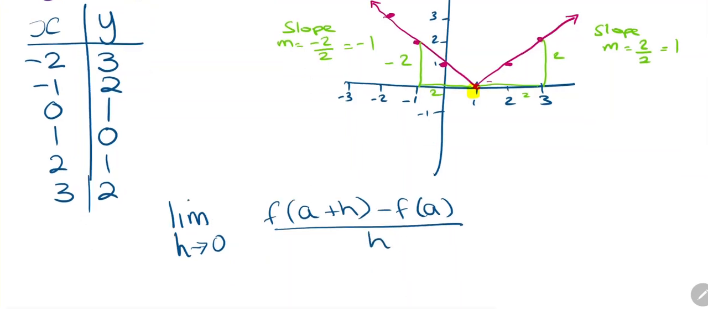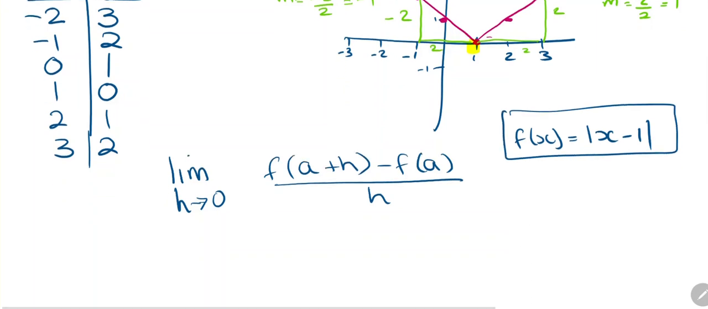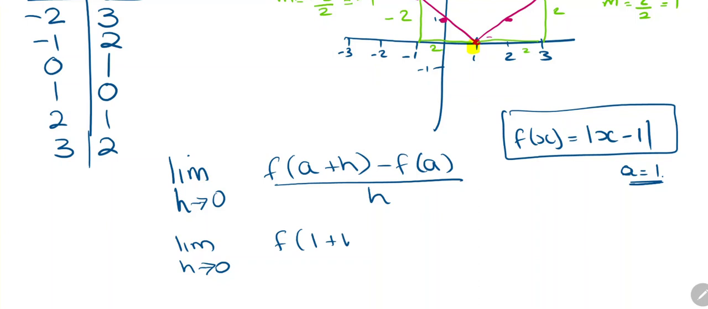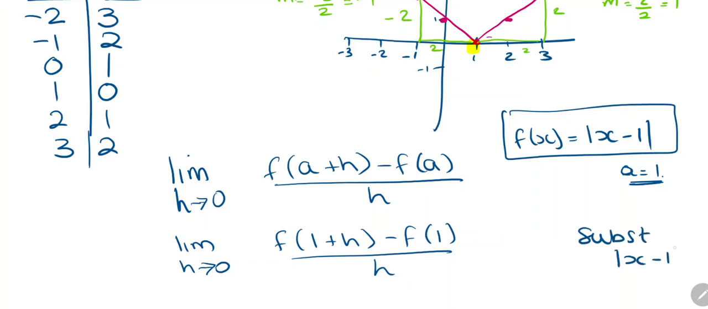Now we need to substitute in the values. So our equation we have here, our f of x was equal to the absolute value of x minus 1. And we want to find this when a or x is going to be 1. So if we put this in, limit as h is approaching 0. So here we need to substitute in our value of 1. So we have f of 1 plus h minus f of 1 all over h. And now we're going to substitute this into our absolute value formula.